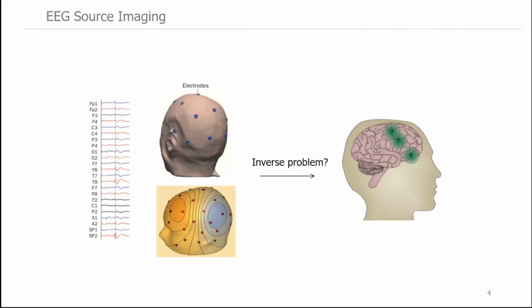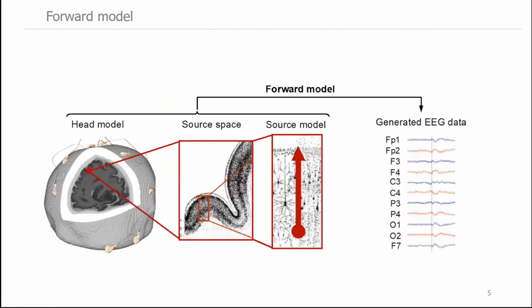So what is EEG source imaging? EEG source imaging is actually starting from EEG at a certain time point, where you have a certain scalp topography, and then you want to localize where in the brain this activity is coming from. And this is what we call the inverse problem. So the inverse problem is, okay, given EEG activity, where in the brain are the sources that cause this activity? And basically to solve that, you need a forward model.